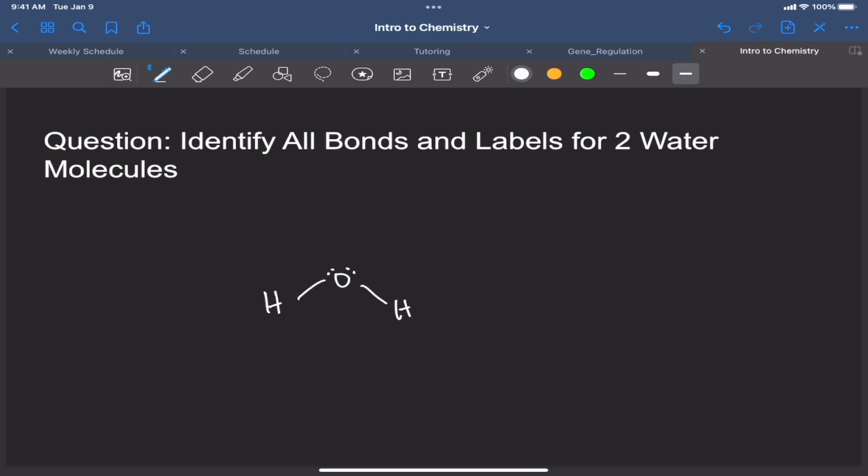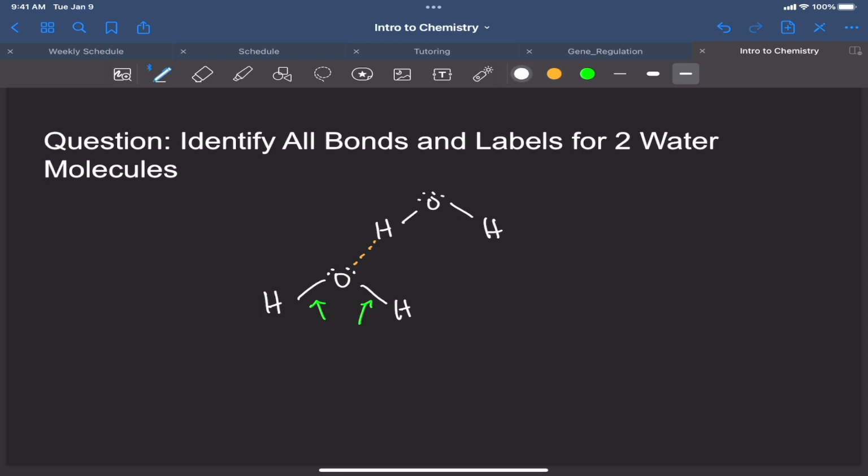And I'm going to draw another one. You guys are probably wondering why I asked two. Why not one, right? There's a polar covalent bond, two polar covalent bonds. Well, there's another bond we need to talk about. This is an intermolecular bond, right? Between two molecules. And it is known as a hydrogen bond.